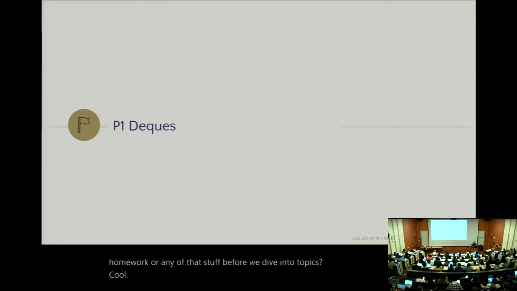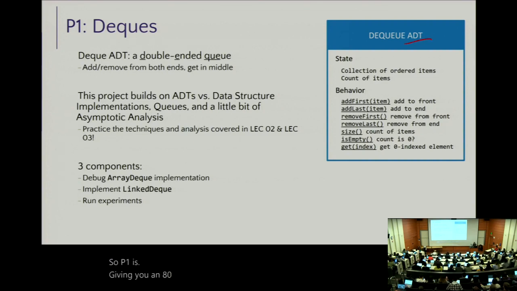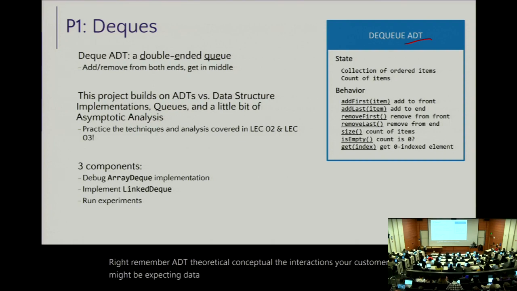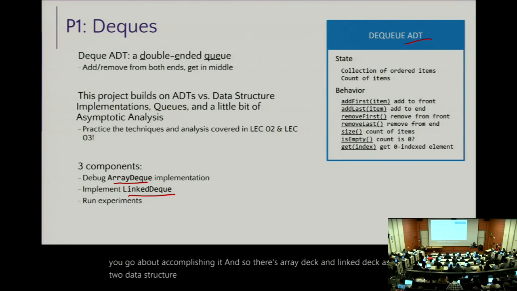Okay, these slides, I'm not going to go over in too much detail, but I want you to see that they're here, they're resources for you. So it's just explaining what P1 is. P1 is giving you an ADT and asking you to implement it, right? Remember, ADT: theoretical, conceptual, the interactions your customer might be expecting. Data structure: the actual code implementation of how you go about accomplishing it. And so there's array deck and linked deck as the two data structure implementations of the deck ADT.